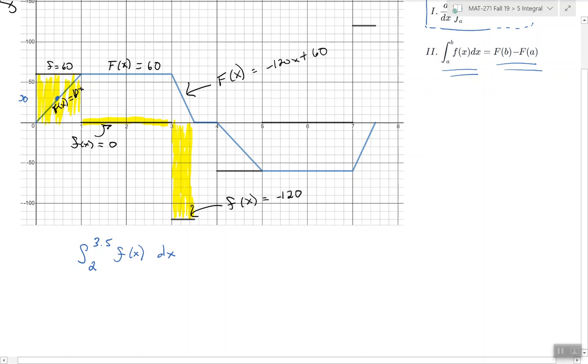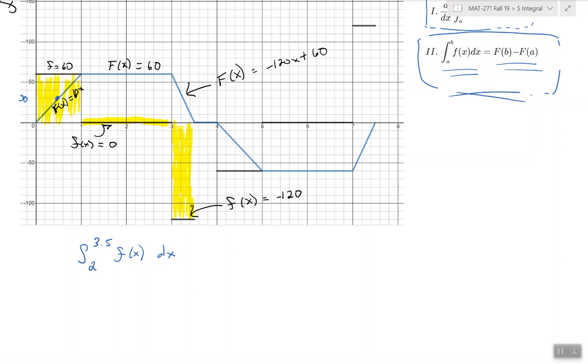Hi guys, I want to finish things out in our example by getting us to this second part of the fundamental theorem of calculus. I'm asking you to find the definite integral from 2 to 3.5 of little f of x dx. Well, so far what you've done, if you were just getting that particular one, let me erase some of what we've been doing here.